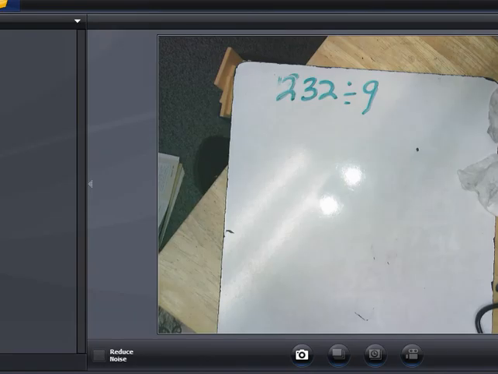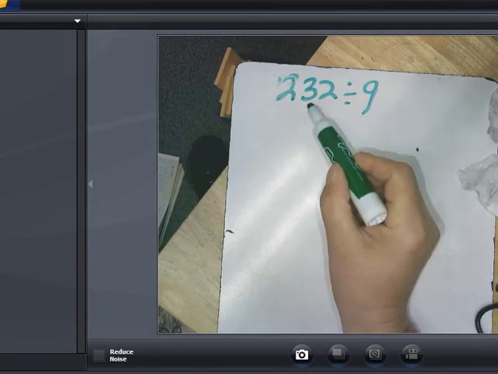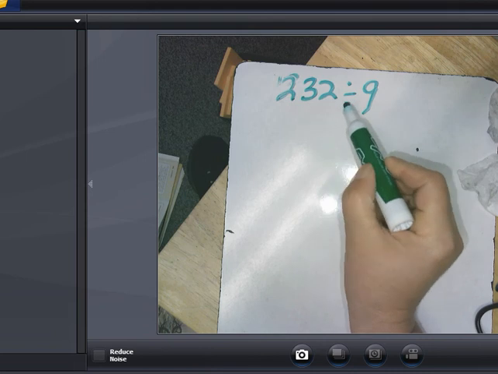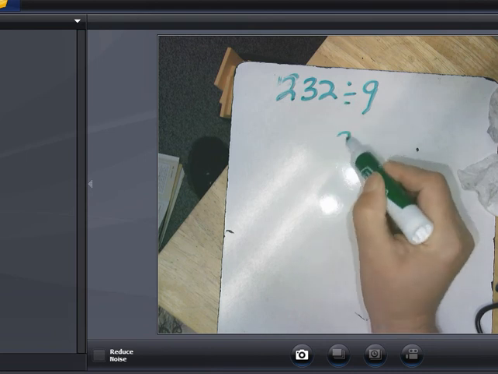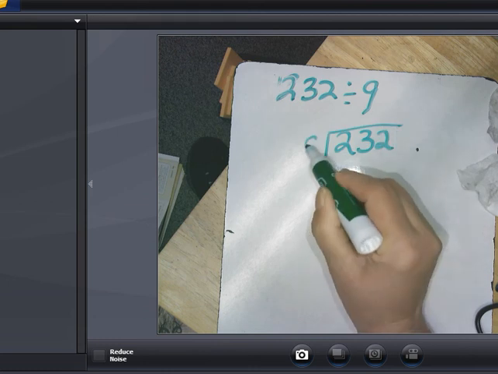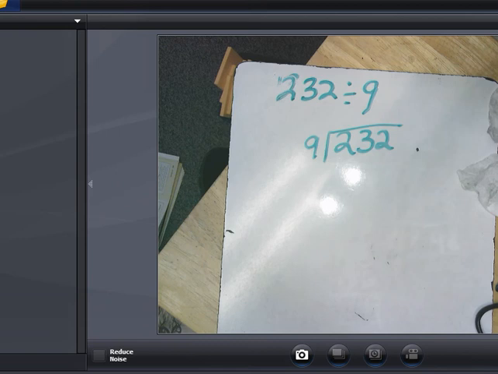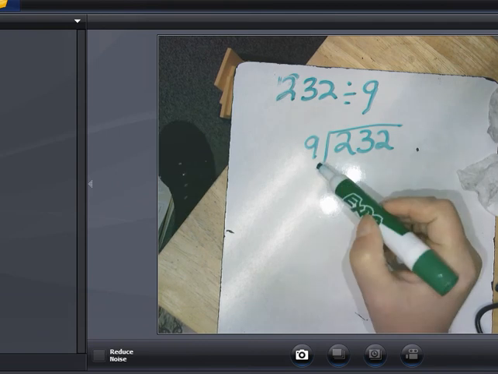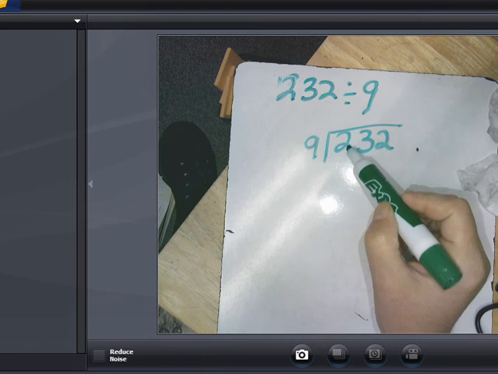And I wrote it. Here's my divisor, my dividend. My dividend is how many miles I have altogether, and my divisor tells me how many equal miles I want to do each day. So let's start figuring. 9 can't go into 2, so I'm going to look at 9 times what will get me close to 23.